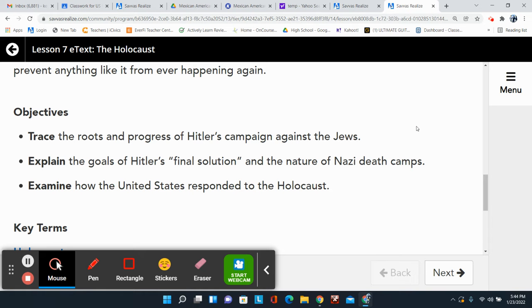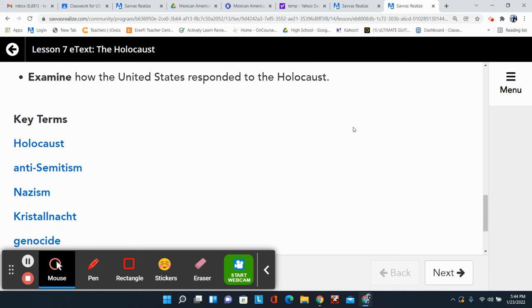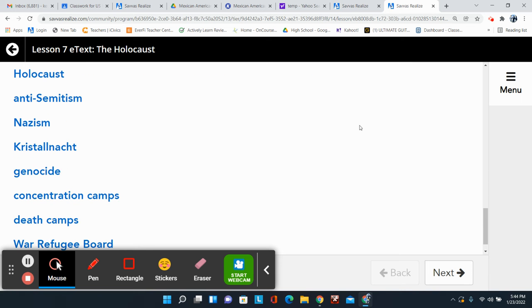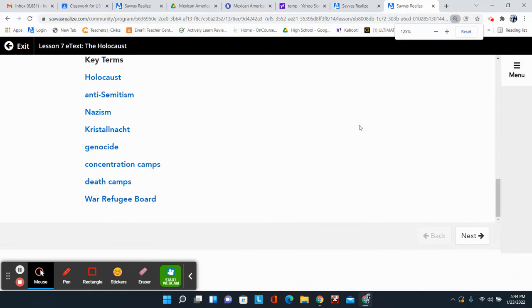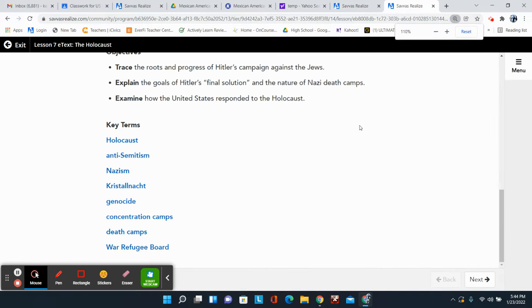Objectives: trace the roots and progress of Hitler's campaign against the Jews. Secondly, explain the goals of Hitler's final solution and the nature of Nazi death camps. Last, examine how the United States responded to the Holocaust. Key terms include, of course, Holocaust, anti-Semitism, Nazism, Kristallnacht, genocide, concentration camps, death camps, and the War Refugee Board.